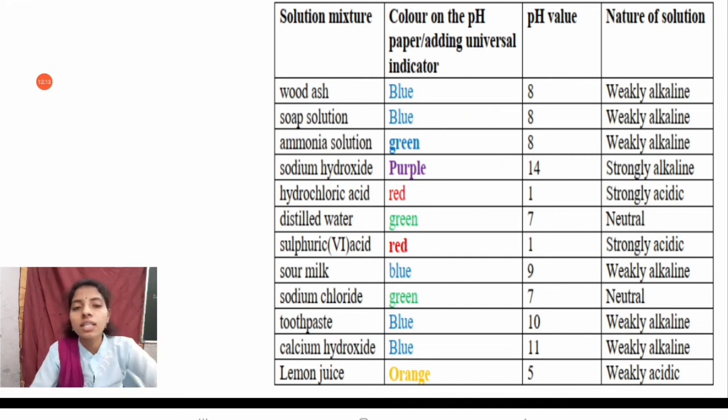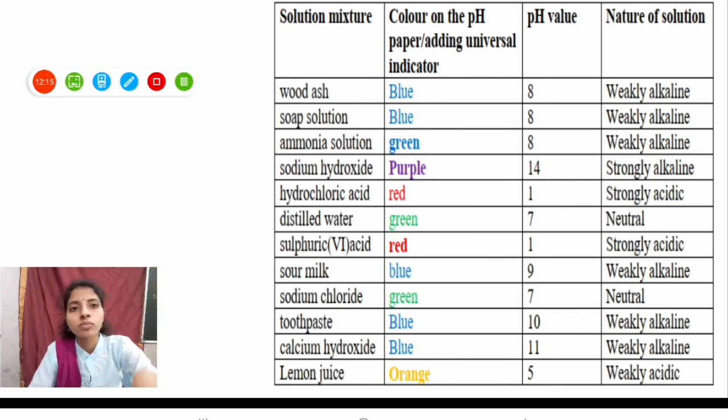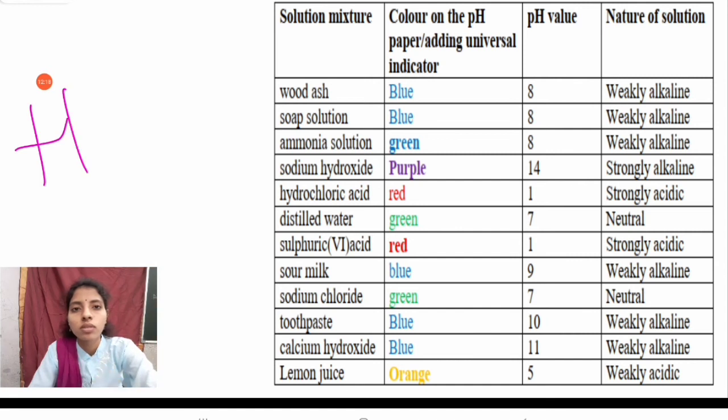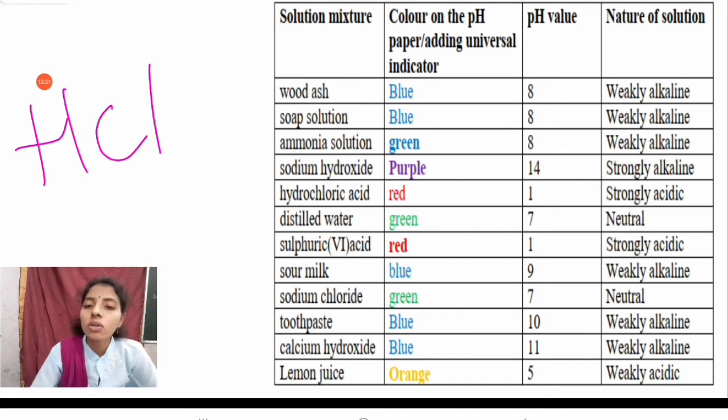Yes? And see the next one, hydrochloric acid, HCl. Right? So hydrochloric acid, the name indicates here acid. We know the litmus paper changes into red. So what is the pH value? The pH value is 1. So is this strong acid or weak acid? We know from 0 to 3 the solution indicates strong acid. So the nature of the solution is strong acid, or we can say strongly acidic.